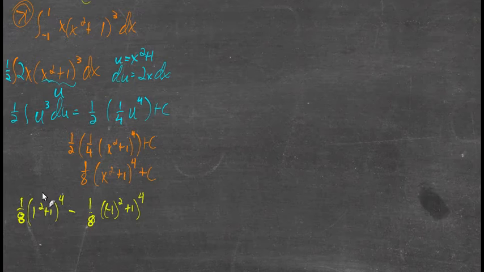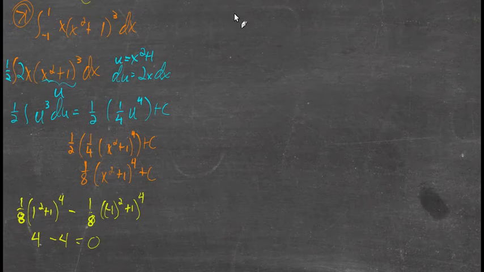So now what we have is 1 plus 1 to the fourth. That's 2 to the fourth. That's 16 divided by 8, that's 2. Minus, the same thing happens here. 1 plus 1, that's 2 to the fourth. Times 1/8, and we get 0. It's always nice to do all that work and get 0 or 1 as our answer. That will happen though.